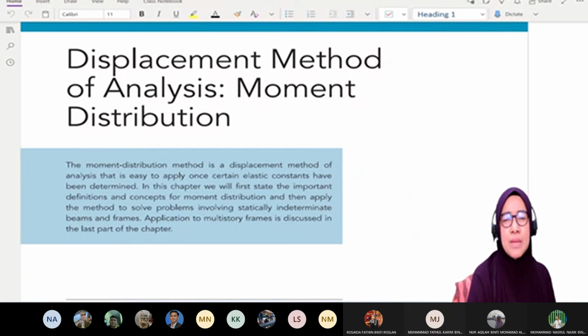Okay, are you from diploma or matriculation? Diploma. So there's no matriculation here. For diploma students, the moment distribution method has been learned. The basics of beam analysis, diploma students have to take. So this is just to revise what you have learned previously, to enhance your understanding. But for those who are new, who come from matriculation, this is a new topic for you.